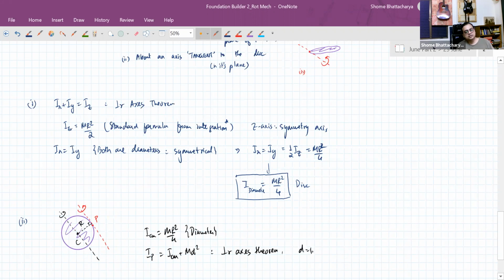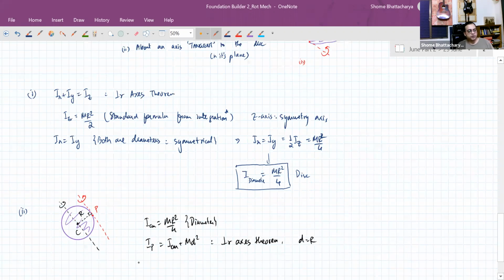And here D is nothing but R. So my moment of inertia about that point P becomes 5 by 4 MR square. So this is the moment of inertia about a tangent axis for the disk.